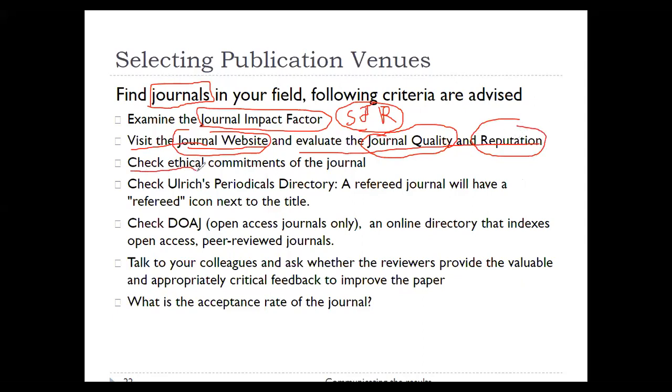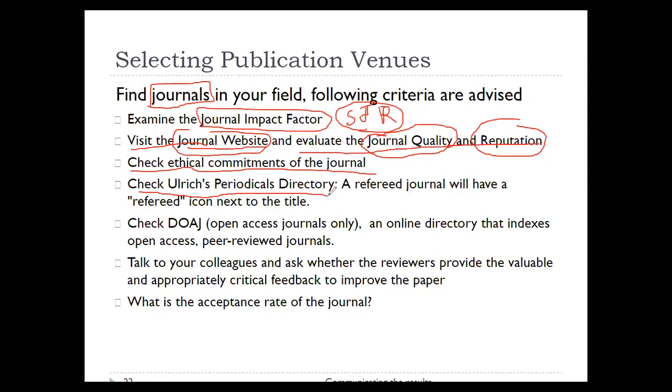Then check the ethical commitments of the journal, whether the journal follows the ethical guidelines, whether the journal has proper policies, codes of conduct. Whether the journal has various policies for the authors and reviewers. Whether they have a retraction policy, what happens if a particular person has done plagiarism. So all these ethical commitments of the journal need to be checked.